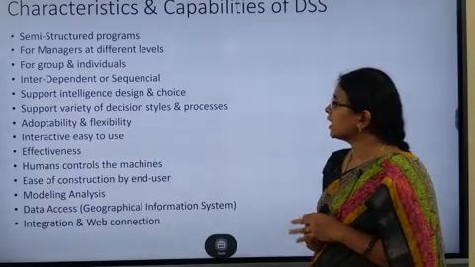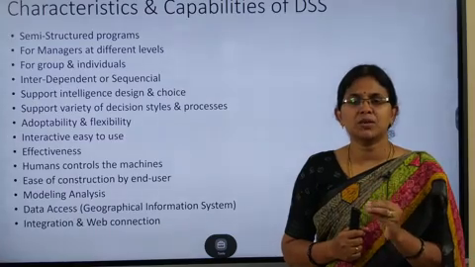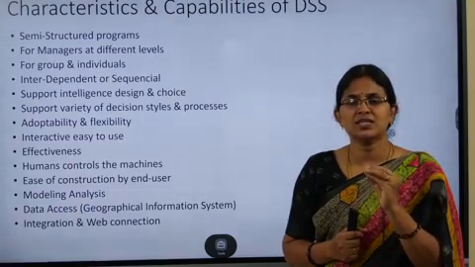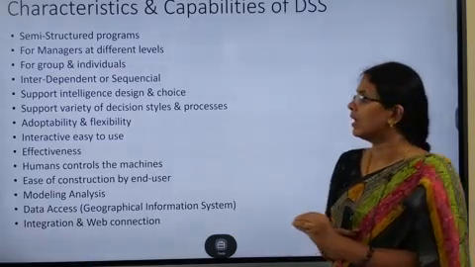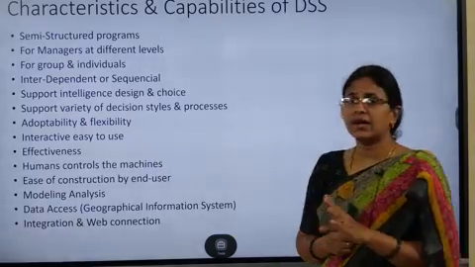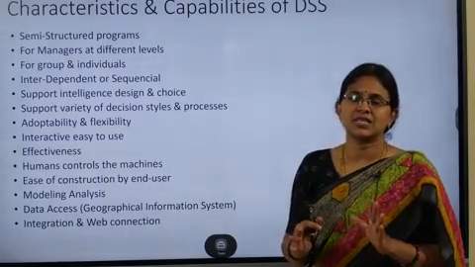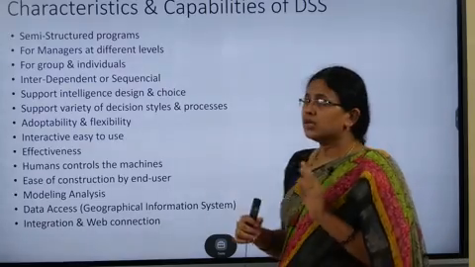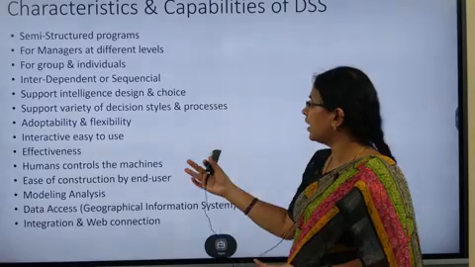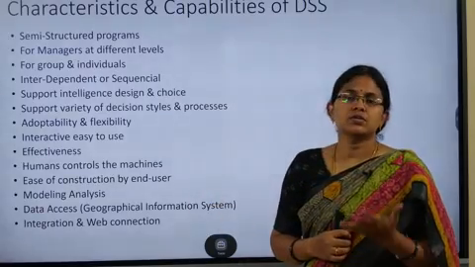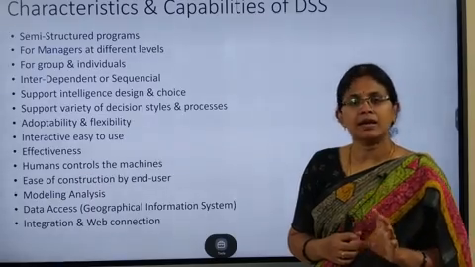Support intelligence, design and choice phase. Completely the decision making supports the three phase model, that is nothing but intelligence, design and choice. And not only that, decision support systems support many decision styles and procedures, and are easy to adapt, flexible to use, and interactive. So the user can communicate with the decision support system at any time and anywhere.